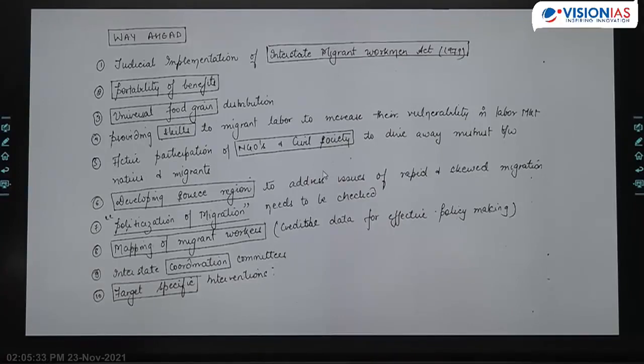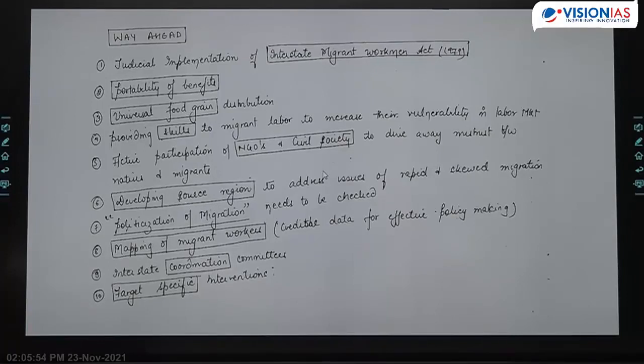There is one act which exists with respect to the migrant population, that is Interstate Migrant Workmen Act of 1979. It needs to be properly implemented. There has to be portability of benefits, there has to be universal food grain distribution, the skills should be provided. ये मैं overall बोल रही हूँ, not just with respect to COVID-19, overall what should be done.